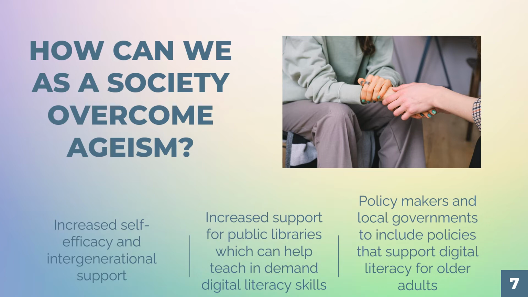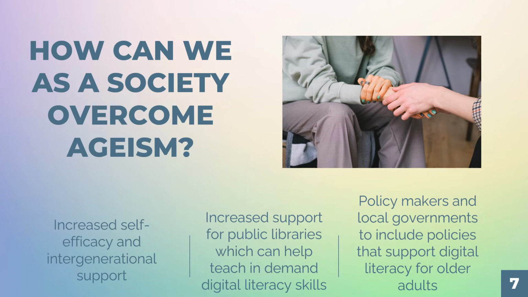So how can we as a society overcome ageism? Increased self-efficacy and intergenerational support can help, as well as increased support for public libraries, which can help teach in-demand digital literacy skills. In a study conducted by the University of Rhode Island in 2016, college students were asked to participate in a reverse mentoring program with older adults. Through this mentoring program, college students were able to overcome some of their previously held ideas about older adults and gain a greater appreciation for them, showing interest in career paths related to supporting older adults.